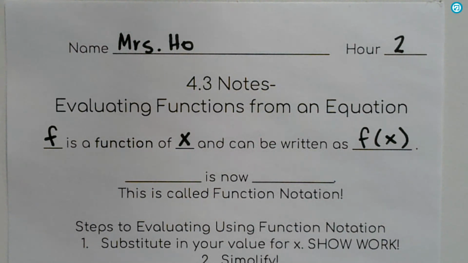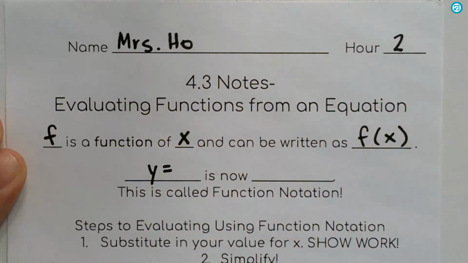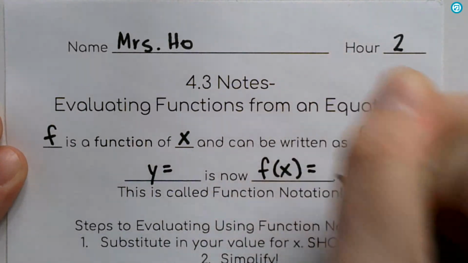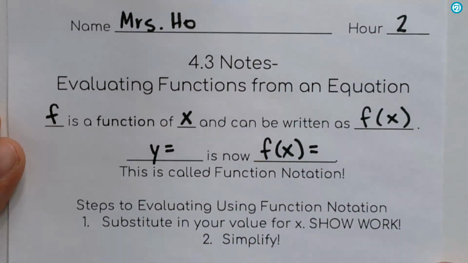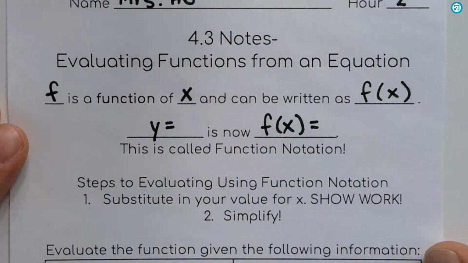Instead of having equations that are y equals, we are now going to most of the time have equations that are f of x equals. So this is called function notation, and it's just a different way to write the same thing. So just know that instead of y equals, it's f of x equals.